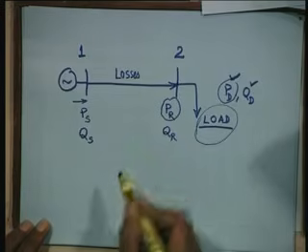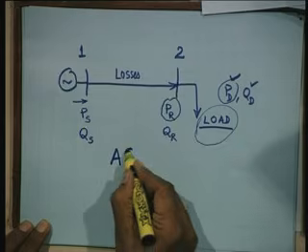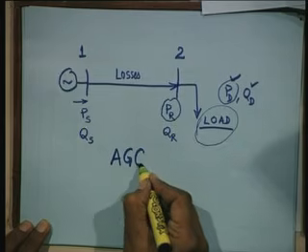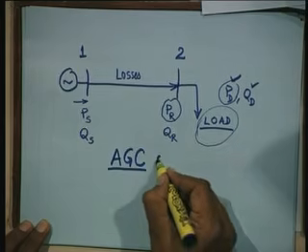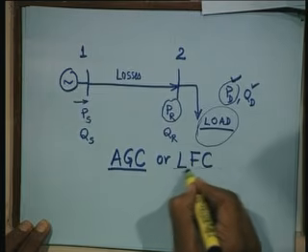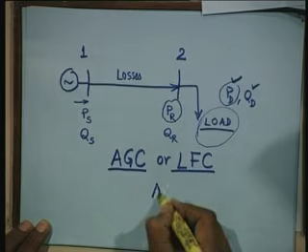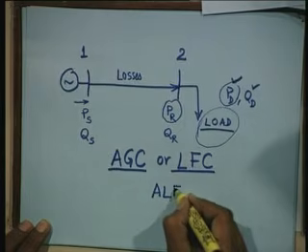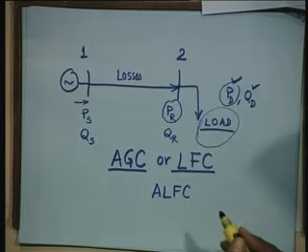If it is not, what do we do? We go to AGC. This is a control system. Automatic generation control. Some people used to call it LFC or even ALFC, automatic load frequency control. What is that?